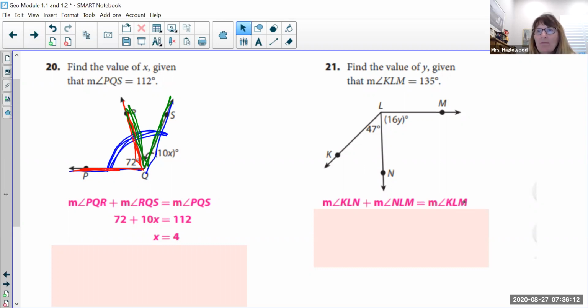So I just wrote out my angle addition statement, my equality statement. Now I'm going to substitute in that information. I know the measure of KLN is 47 degrees, so I put my 47 there. And then I know the measure of angle NLM is 16y. And the total angle measure is 135 degrees. So you go ahead and finish that off just to check your algebra skills.